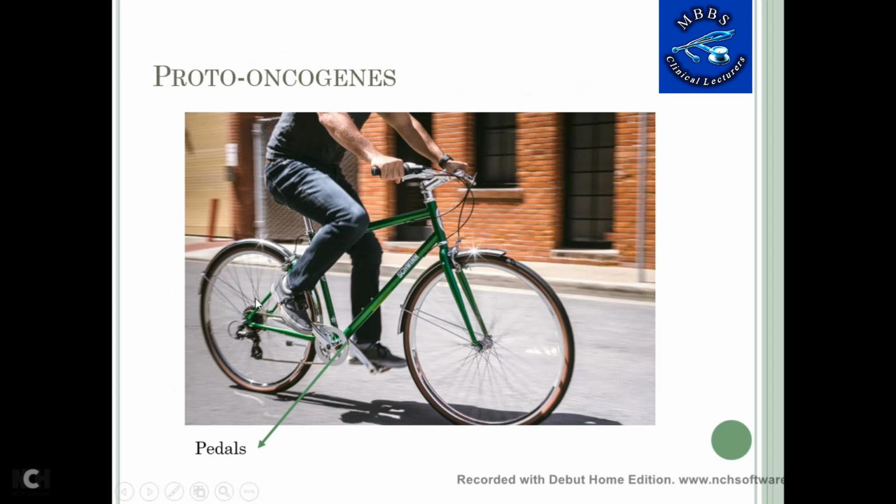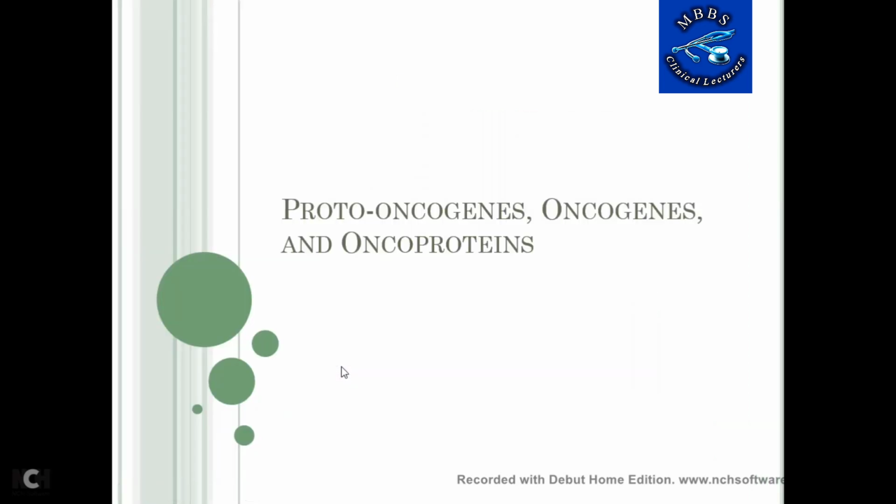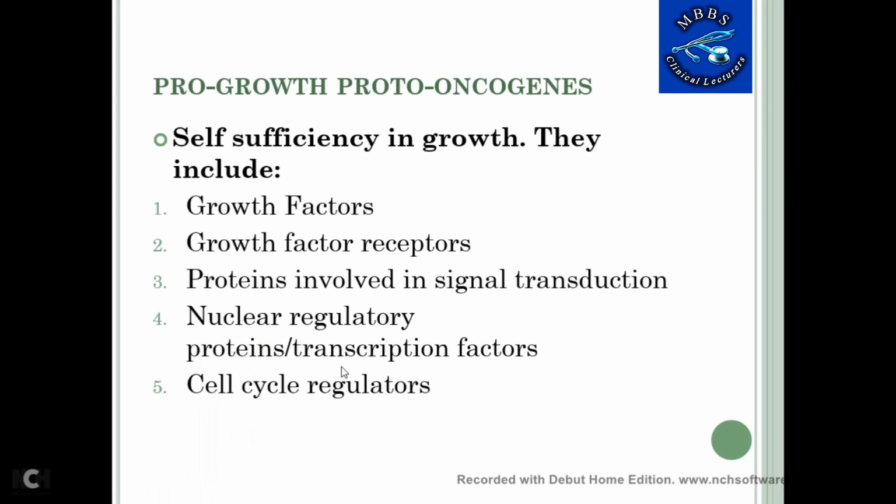Now, what is basically the function of a proto-oncogene or oncogene? The proto-oncogenes actually work like the pedals of a bicycle. Imagine that this is the cell cycle, and the proto-oncogenes are the pedals of the cell cycle. What will happen? They will just keep on running and running and running, right? So oncogenes keep the cell cycle moving all the time, right?